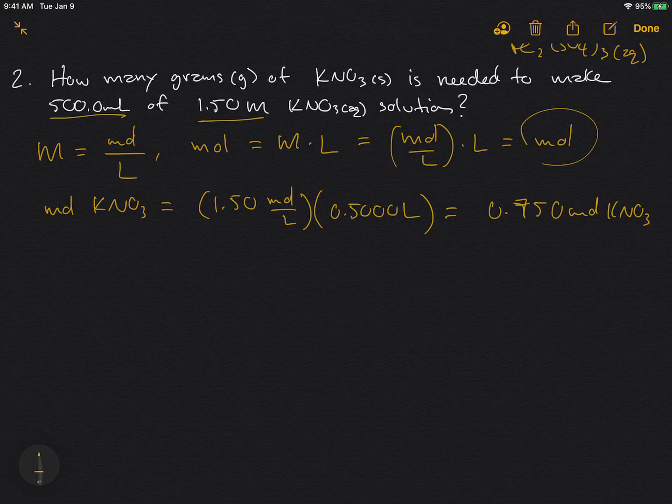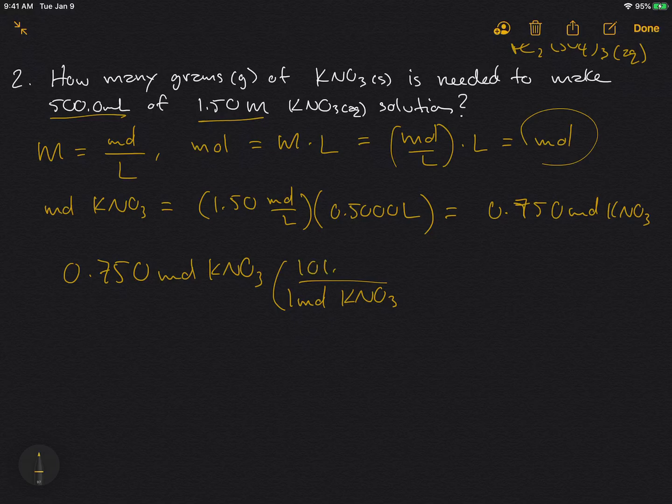Okay, so the next step is to convert that to grams. And for that, we're going to need the molar mass. So you'll have to calculate the molar mass of potassium nitrate. This time we're going to multiply by the molar mass. Moles are on the bottom. Those are going to cancel out. 1 mole of potassium nitrate is 101.11 grams. So we multiply those together, we get 75.8 grams of potassium nitrate. That's what you would weigh out in the lab if you were going to make this solution.